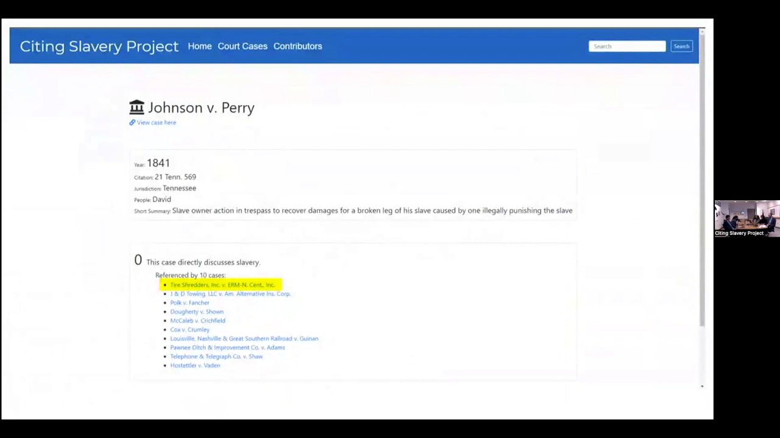Using the Case Law Access Project's database allows us to provide our users information about the cases that cite the cases in our database. Thus, they can see that Johnson v. Perry has been cited 10 times, including as recently as 1999 by a tax court. Once we have completed the database, our users will therefore not only be able to study the history of the law of slavery, but also uncover its connections to the present.